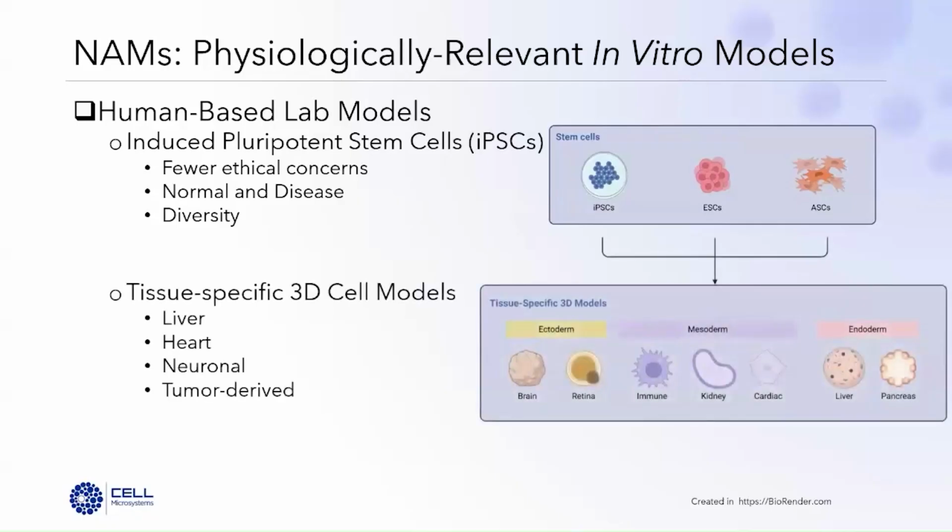In the last decade or so, there's been a large push to develop methods and protocols to differentiate these iPSCs into functionally relevant cell types of virtually any tissue in the body. And now the FDA is promoting the use of these lab-based models that can mimic human organs, such as liver, heart, or neuronal models, which are important, of course, for our efficacy and safety testing, as well as deriving 3D models from tumors to more accurately test the drugs that are being developed.